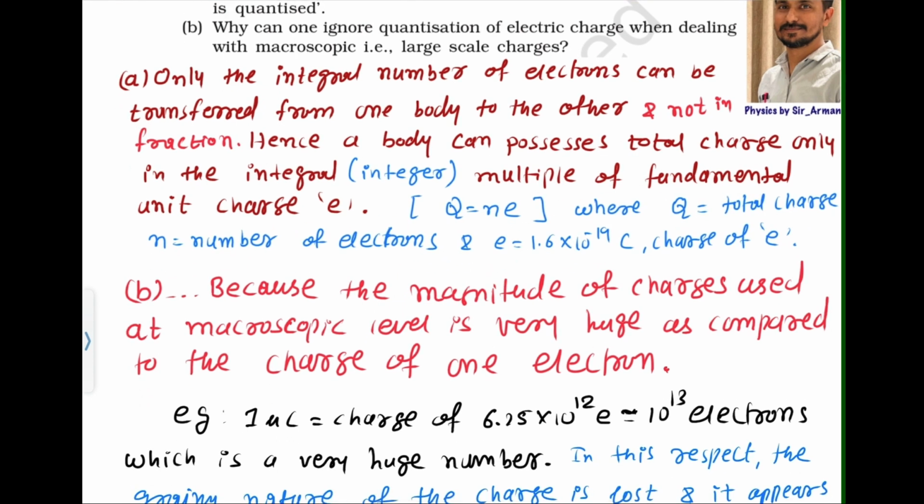Now the next one is part B. Why can one ignore quantization of electric charge when dealing with macroscopic levels? That is, if we deal with a large number of particles or at a very large level, then we can ignore quantization. That is what is asked here: why can we ignore it?